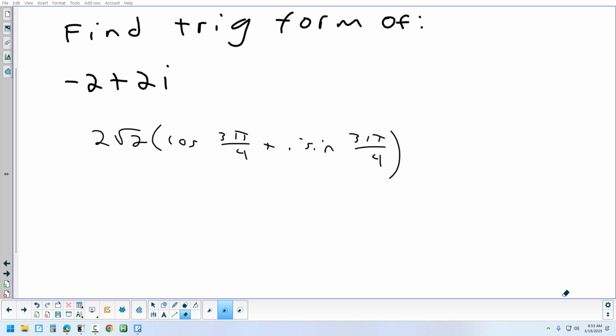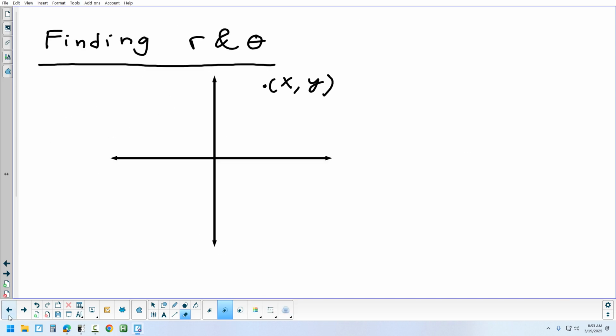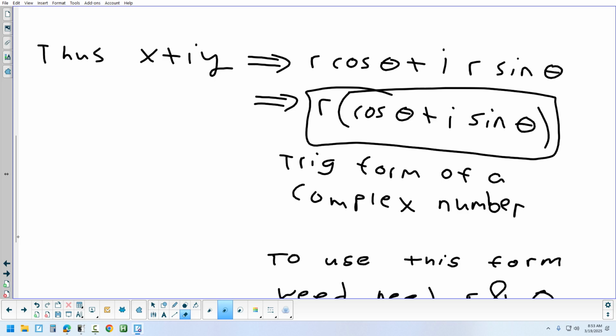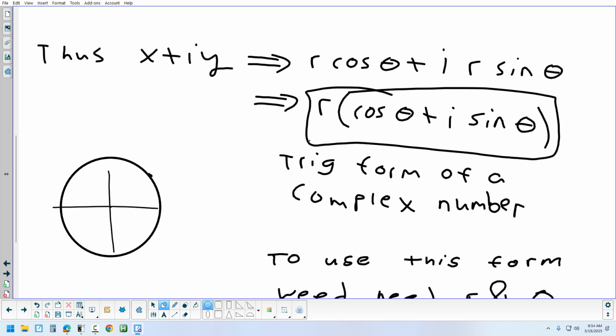Okay, so we left off in the middle of 8.3 talking about how to write complex numbers in trig form. So remember, trig form looks just like what's in that box. That's a final answer in trig form. To write something in trig form, you need two things. You need a radius, which is the distance. Let's basically think of it as the distance that that point is from the origin on a circle.